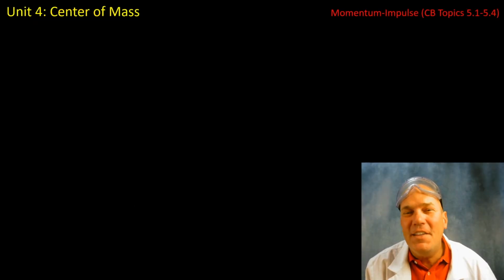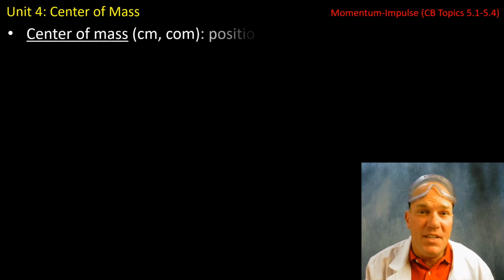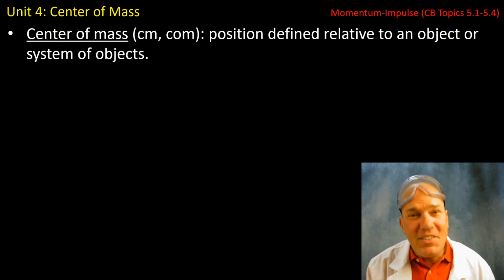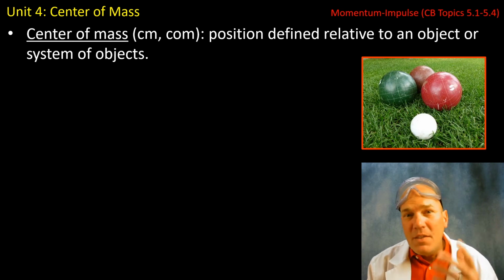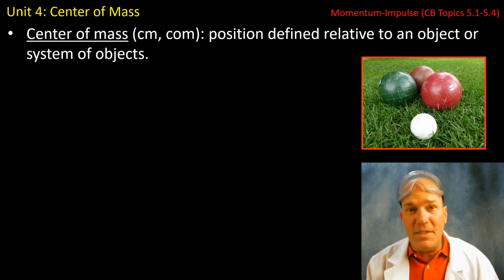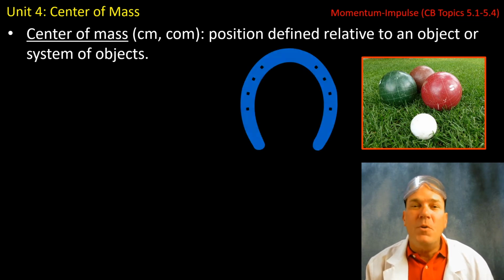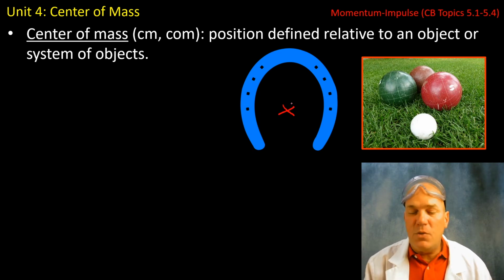In this video, I'd like to talk to you about the center of mass, which is a position that is defined relative to an object or a system of objects. Let's consider these bocce balls. The center of mass for an individual bocce ball intuitively lies in its centroid, or its geometric center, whereas the center of mass for this horseshoe lies in space. In other words, it is not directly on the object.